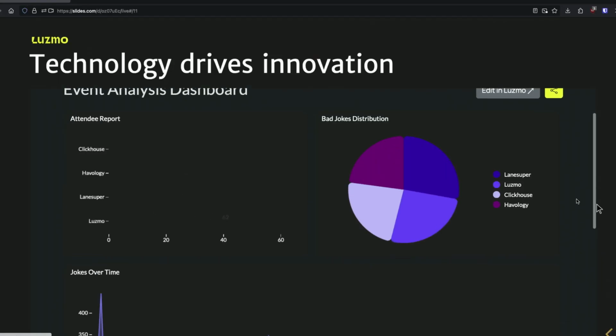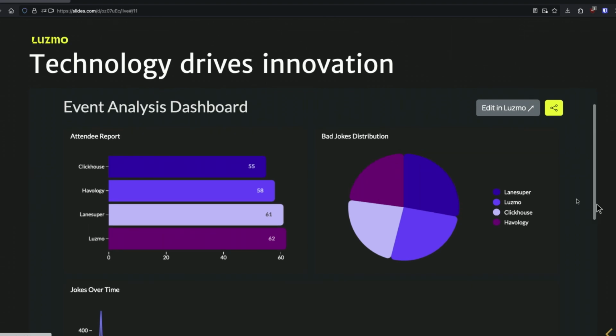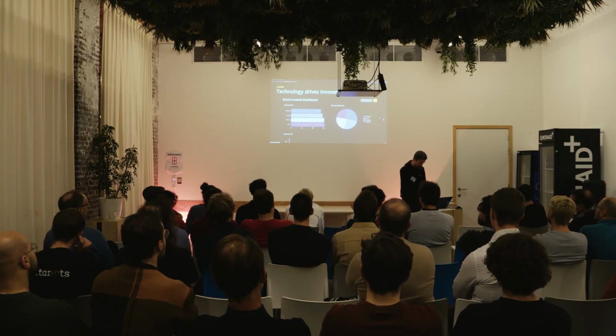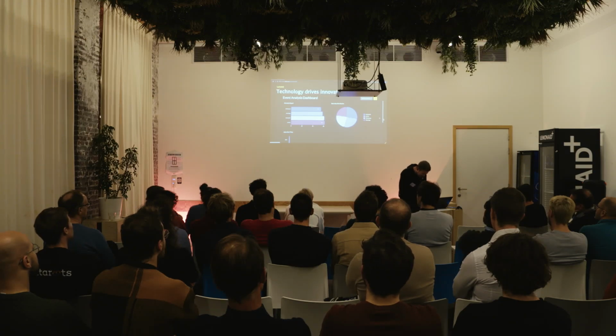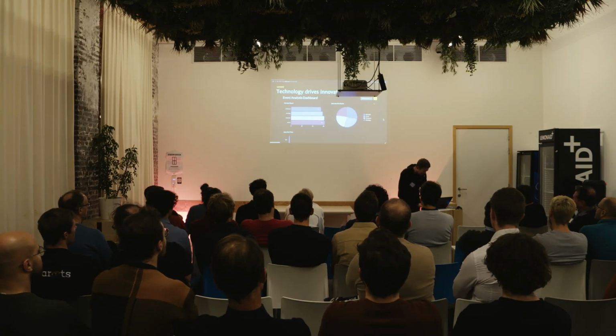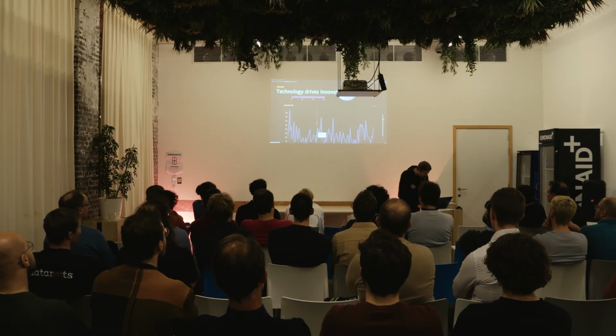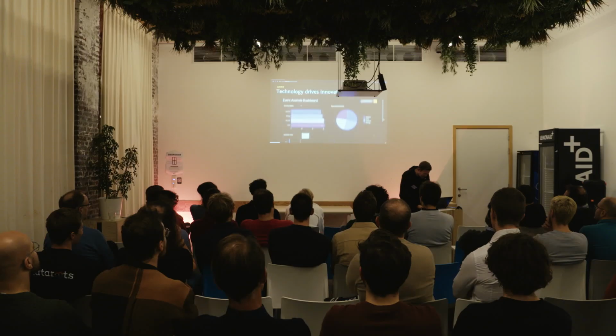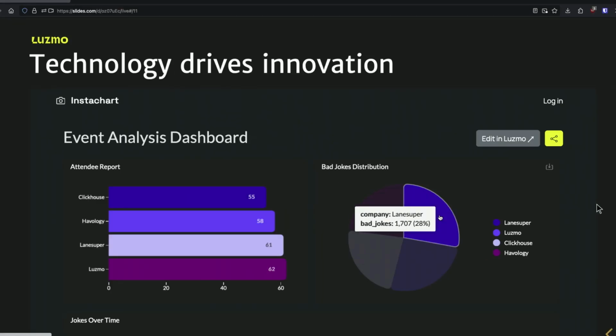What we are doing here is using the visual GPT models to scan this document and turn it into an intermediate representation of a dashboard that we then transform into an interactive Luzmo dashboard. I see there's a couple of spelling errors, but you see the attendee report, you see data, it switched it to jokes over time apparently, and we have our bad jokes distribution.